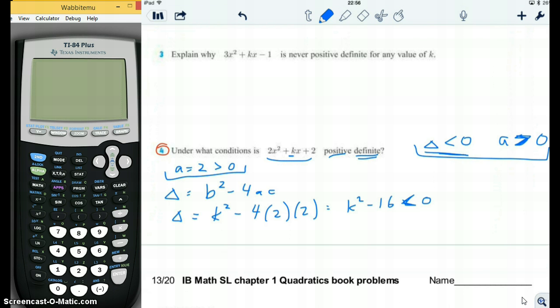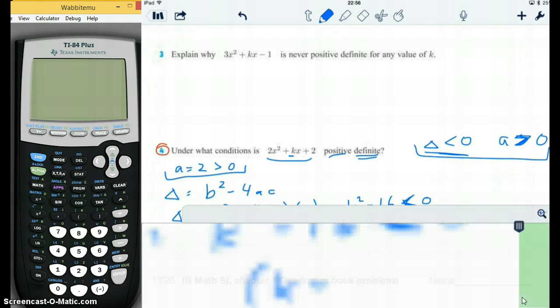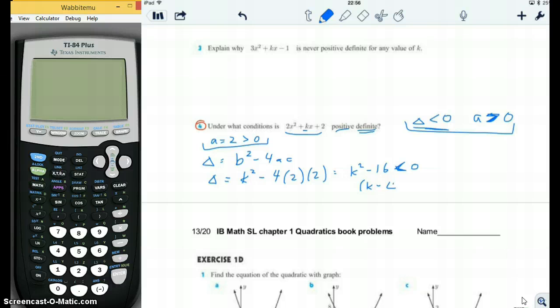Well, let's see. We will factor this. k minus 4 times k plus 4 is less than 0. So when is this less than 0? Well, the critical values, we're going to put it on a sign diagram, are, let's see, 4 and -4. And let's see when exactly this expression is less than 0.